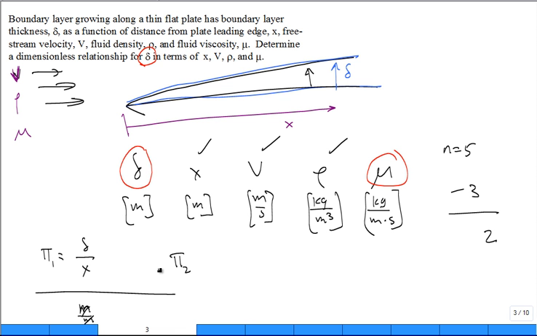Yeah, otherwise, let's say I did it, but V never showed up in any of the groups. Well, then you started with the assumption that V was going to be important. If you changed V, you'd miss it. So now the second pi group, I like to start, whenever I have viscosity, with 1 over mu. Why?